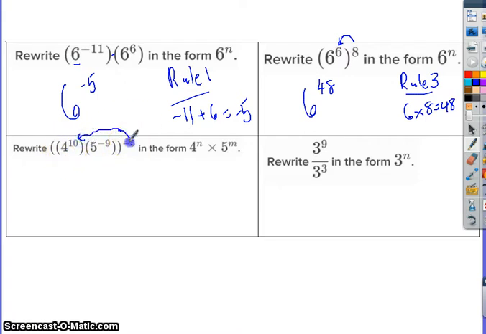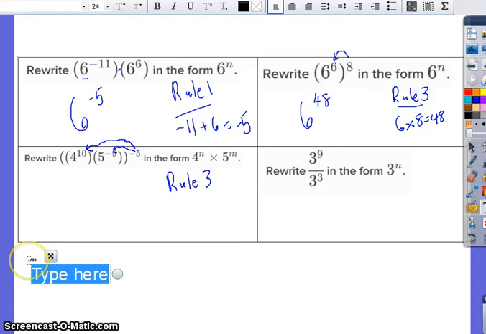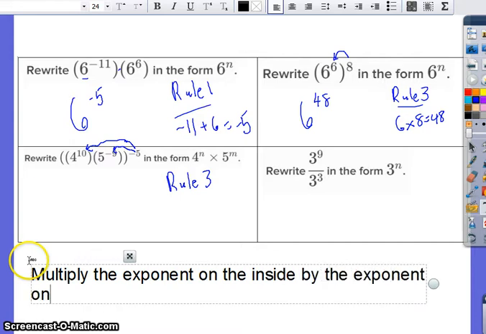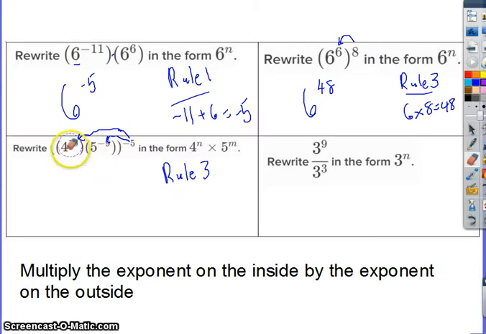So this is the distribute rule. This is rule 3, distribute. And when I say distribute, what I mean is multiply the exponents on the inside by the exponents on the outside. Just like I used to multiply the coefficient on the outside by the coefficients on the inside, this time it's for the exponents, but I'm still distributing.